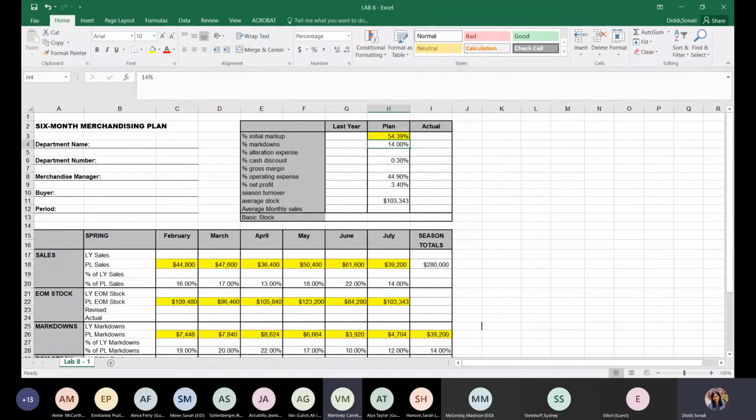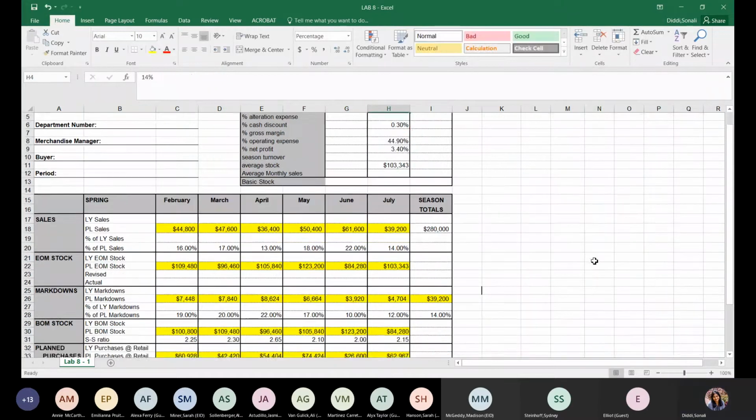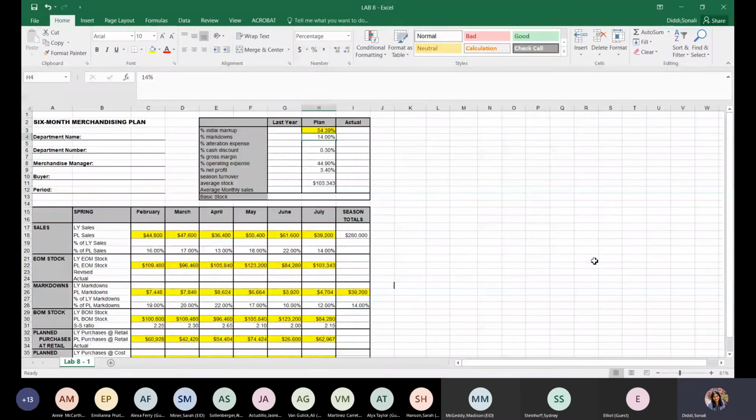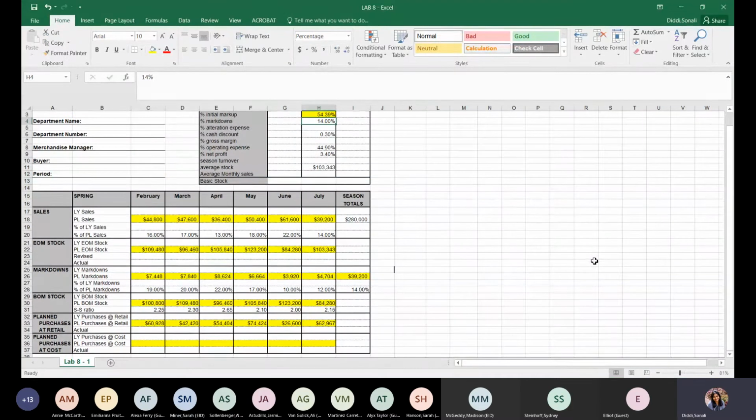It's 100 plus markdowns, correct? Yes. You should have gotten 54.39%. I'll have to do this a little small. Okay.